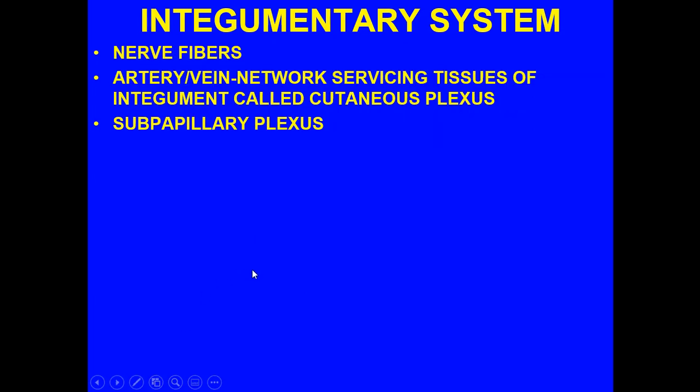We have mentioned earlier nerve fibers and also the network servicing the tissues of the integument called the cutaneous plexus. That's where I was corrected before, which is basically at the boundary between the dermis and the hypodermis. That's one network of a larger artery and vein, and then a smaller set of artery and vein network is the subpapillary plexus, which is the boundary between the papillary dermis and the reticular dermis.